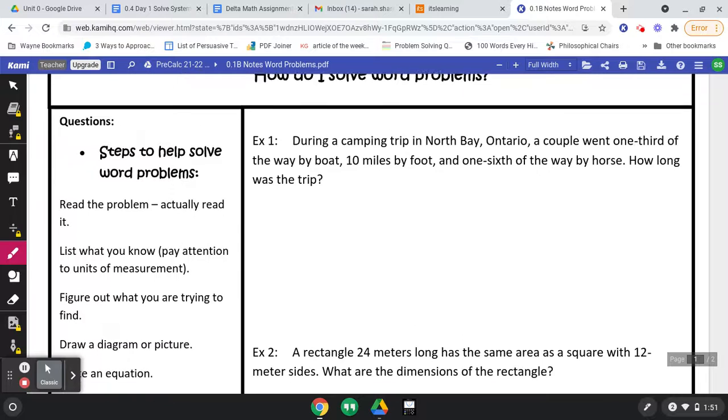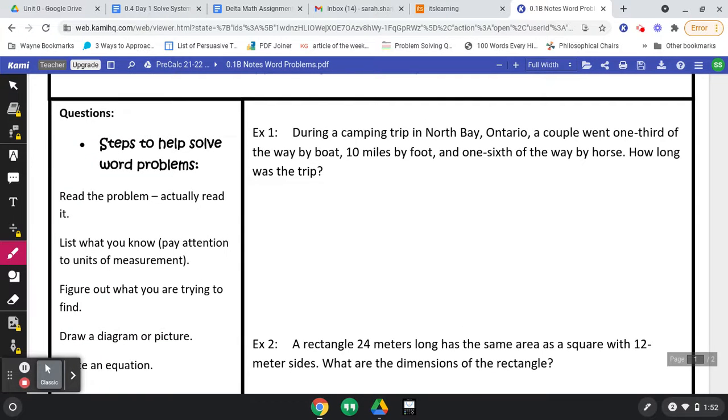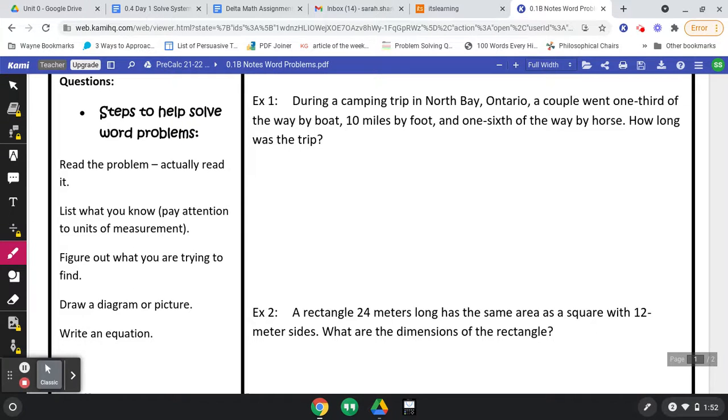On the left-hand side, you have some steps that are going to help you solve these problems, some ideas that will get you started. Make sure you read the problem, like actually read it. It's very tempting to just skip over. Another idea, list what you know, and pay attention to the units of measurement. Figure out what you are trying to find. It's not always what you think. If it's appropriate, draw a diagram or picture or write an equation.